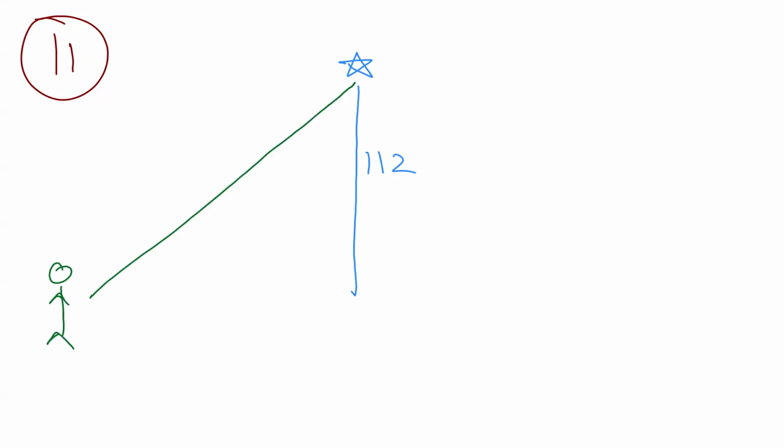A kite is 112 meters above the ground. So this is a kite and it is 112 meters above the ground, the vertical height is 112, and it has a 130-meter string out. The person who is flying the kite is over here. So this green colored part is the string out of the kite. The star is the kite. So this is 130.